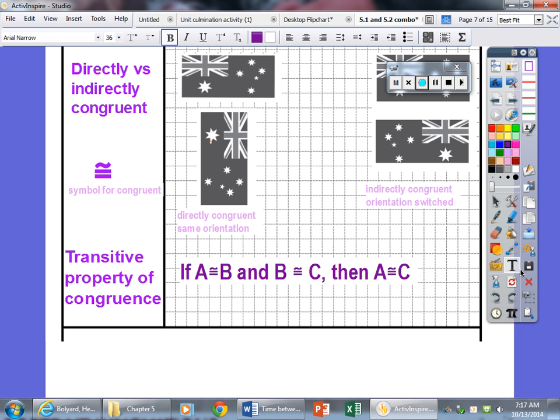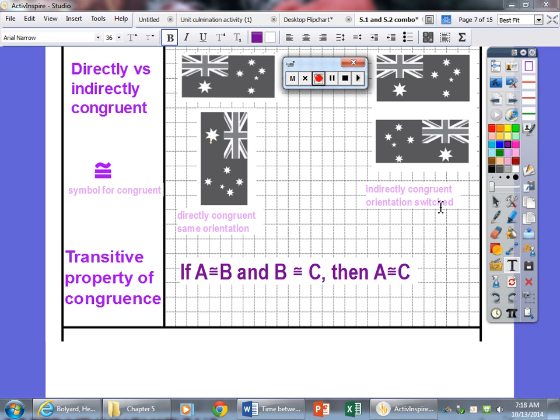Okay, so we also have things like directly versus indirectly congruent. First, let's look at the directly congruent, which would be these two flags, and that would mean that the two flags have the exact same orientation. So in other words, looking at this flag, the cross symbol is in the same place here as it is here. It's in the upper left-hand corner. Whereas if you look at this one over here, one of them is in the upper left and the other one is in the upper right. So these two would be considered indirectly congruent because the orientation is switched.